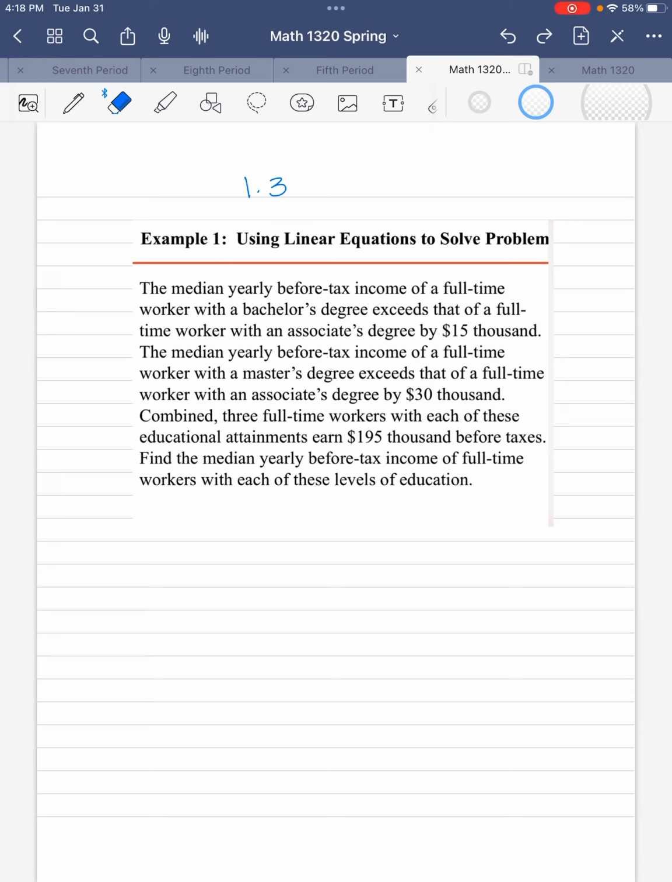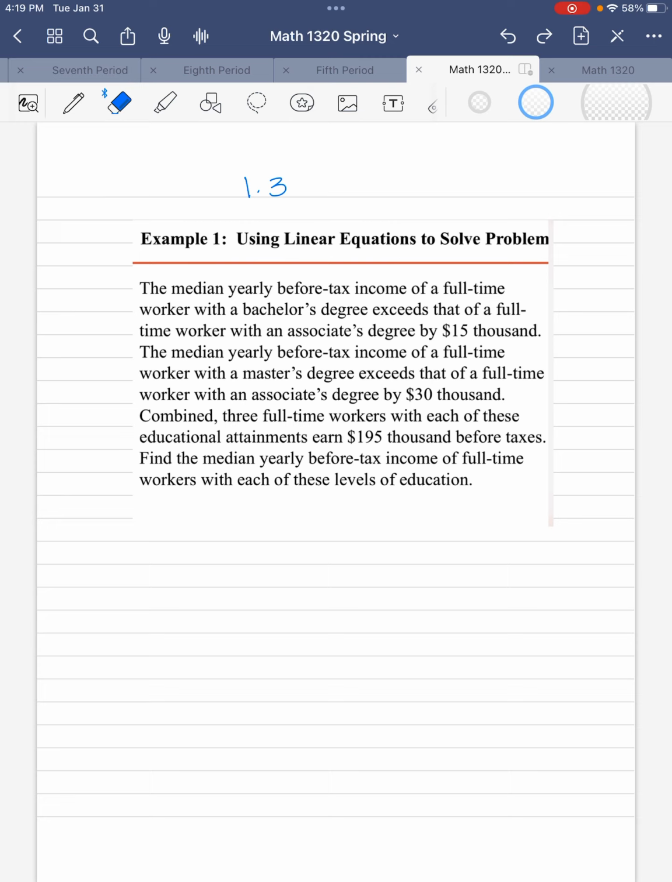The first problem says the median yearly before tax income of a full-time worker with a bachelor's degree exceeds that of a full-time worker with an associate's degree by $15,000. The median yearly before tax income of a full-time worker with a master's degree exceeds that of a full-time worker with an associate's degree by $30,000. Combined, the three full-time workers with each of these educational attainments earned $195,000 before taxes. Find the median yearly before tax income of full-time workers with each of these levels.